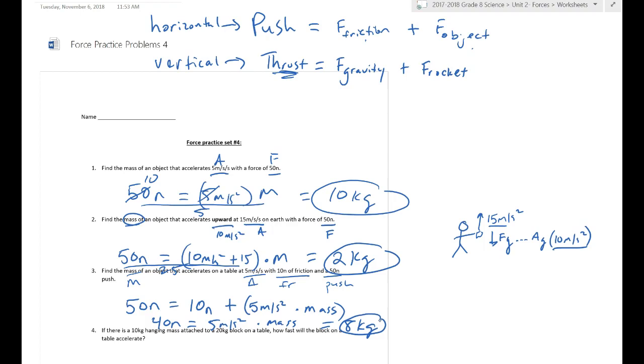Because friction is a force that slows down motion, we subtract the force of friction off of the total force of the push before we can figure out how quickly that object will accelerate.